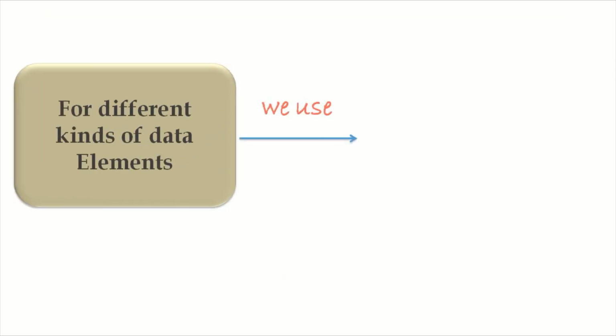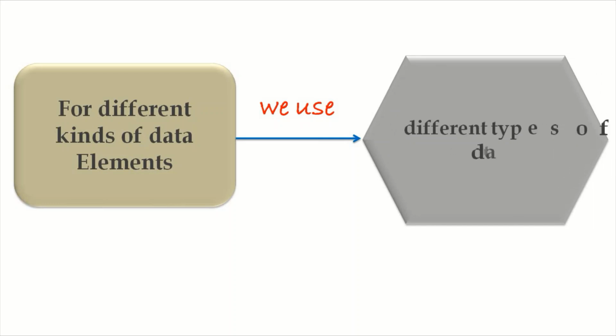It is clear that for different kinds of data elements, we use different kinds of data structures. Depending upon the different kinds of data only, we are using different types of data structures. If I want to represent the data in a linear way, I am using data structures like stacks, queues, arrays, linked list. If I want to represent the data hierarchically or non-linearly, I am using data structures called trees and graphs.